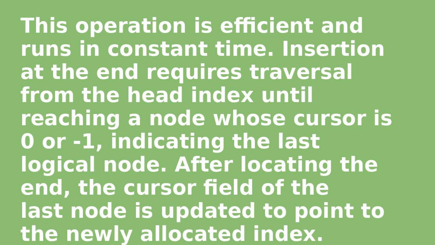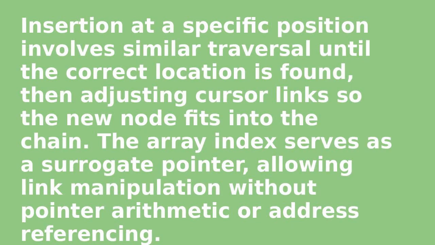Insertion at the end requires traversal from the head index until reaching a node whose cursor is 0 or -1, indicating the last logical node. After locating the end, the cursor field of the last node is updated to point to the newly allocated index. Insertion at a specific position involves similar traversal until the correct location is found, then adjusting cursor links so the new node fits into the chain. The array index serves as a surrogate pointer, allowing link manipulation without pointer arithmetic or address referencing.